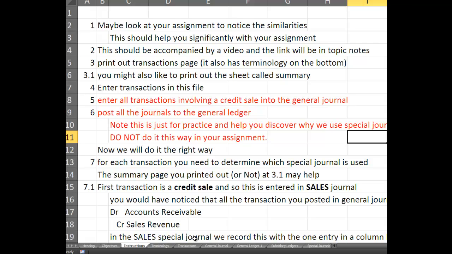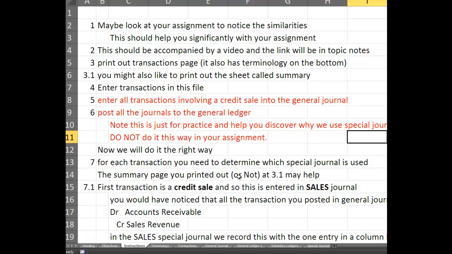First a bit of guideline: maybe have a look at the assignment beforehand, especially regarding the transactions and posting the transactions, and look for the similarities between the assignment and what is here. This should be a significant benefit for your assignment. Depending on which you're coming at this first, whether you're coming with the video or with the spreadsheet, I've got a note in there that should be accompanied by a video, and the link's going to be the topic note. So you've got that already.